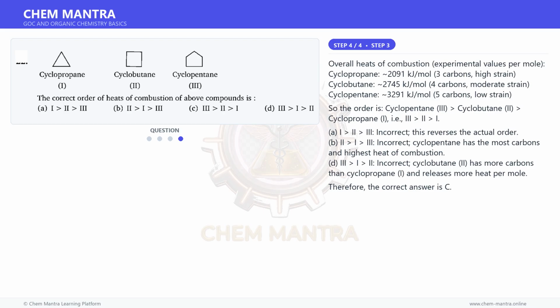So the order is cyclopentane, 3, cyclobutane, 2, cyclopropane, 1. A, 3 to 1 to 2, incorrect, this reverses the actual order. B, 2 1 3, incorrect, cyclopentane has the most carbons and highest heat of combustion. D, 3 1 2, incorrect, cyclobutane, 2, has more carbons than cyclopropane, 1, and releases more heat per mole.